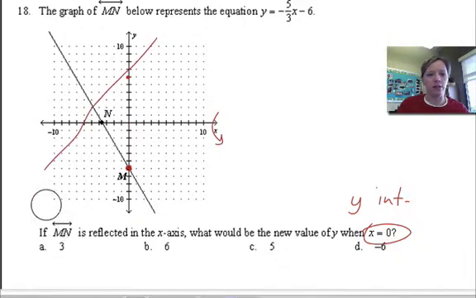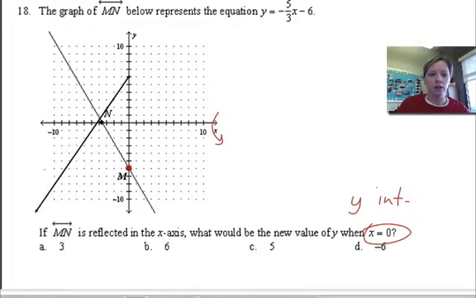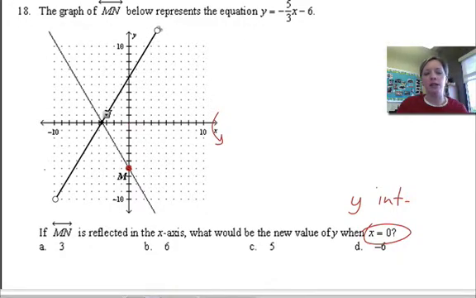Okay, that was terrible. But let me get a real line here. My new line is going to be going down like this. All of my y values are going to become the opposite, and my x values are going to stay the same. So what that means is that the new y value when the x value is 0 is 6. It's just worded in a slightly different way.